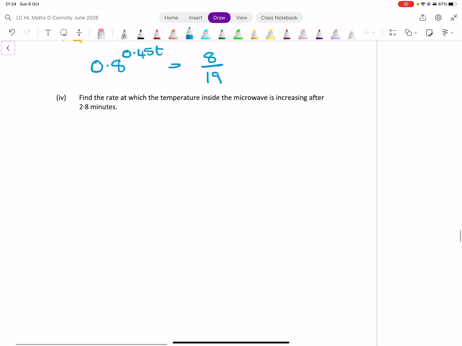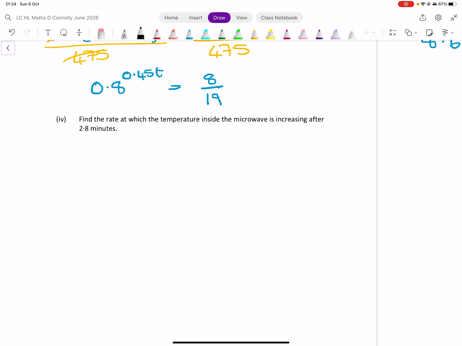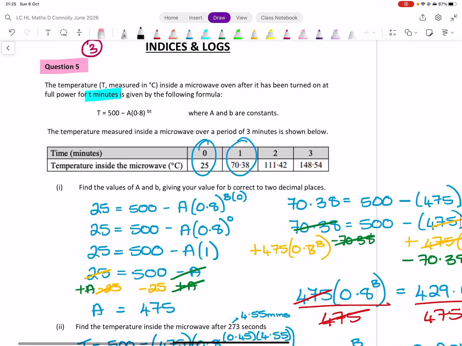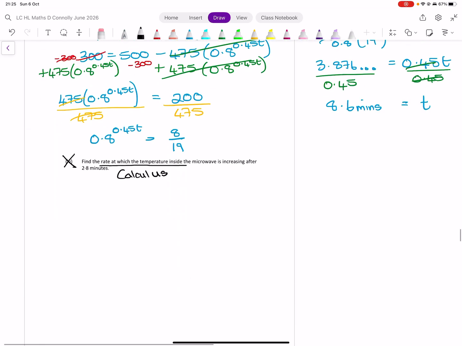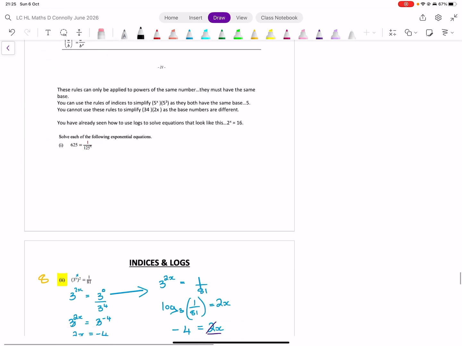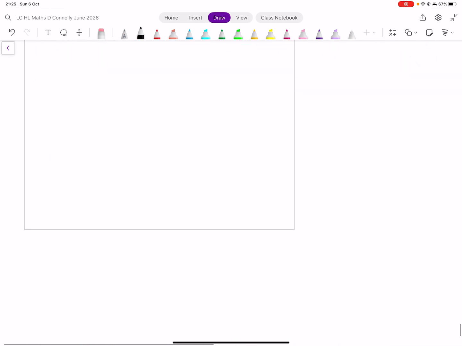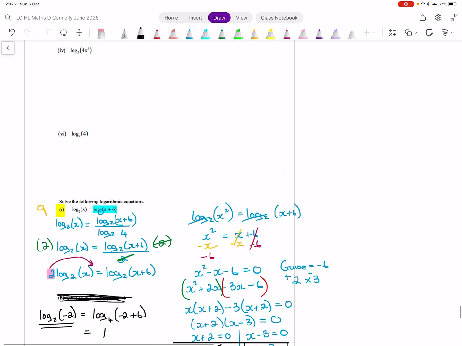Okay. Fine. Oh, sorry. You can't do this one. This is a calculus question. So the rate at which the temperature inside the microwave is increasing, we would have to differentiate the function there, which you can't do yet. So don't worry about that one. That's not one you have the maths to do yet. And is that it? It is. Okay, so that's all those solutions for you.